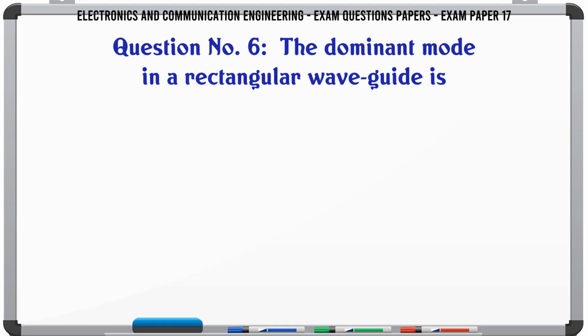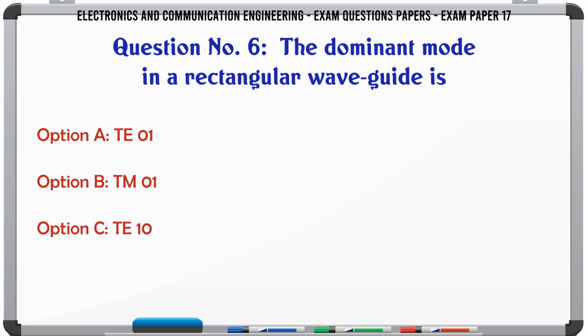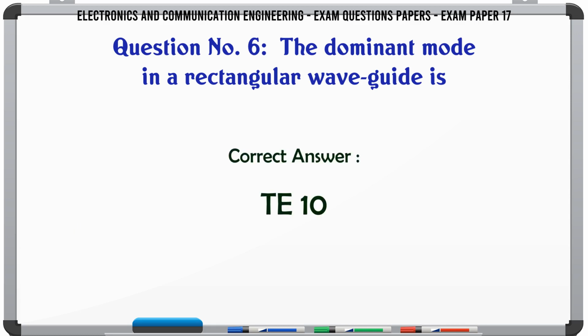The dominant mode in a rectangular waveguide is A. TE01. B. TM01. C. TE10. D. TM11. The correct answer is TE10.